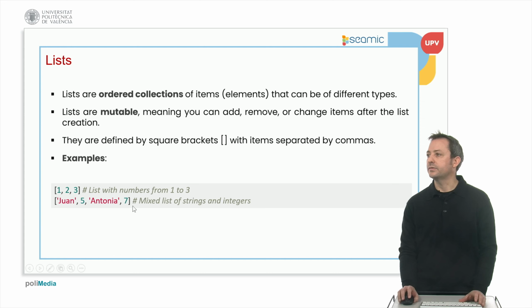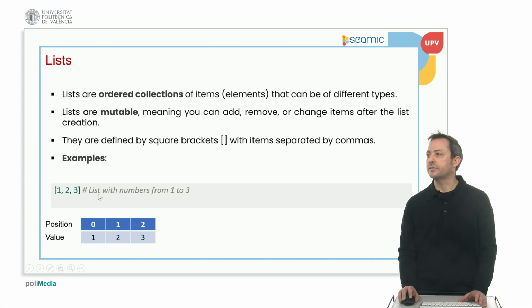Here you have an example of two lists. In this, there are three integers. As you can see, they are separated by commas. And in this one, they are mixed elements, strings and integers. Let's see how it works, the first one, when we define this list.